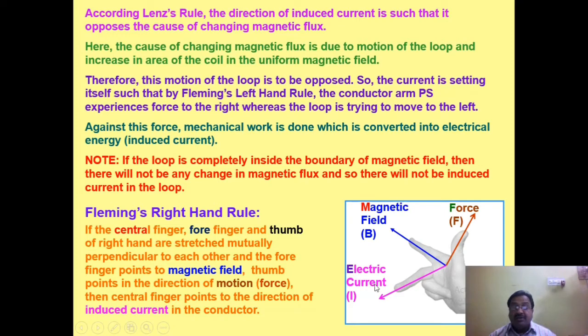You may remember it. So, according to Fleming's right hand rule, if the central finger, forefinger or first finger and the thumb of our right hand are stretched in mutually perpendicular directions such that the first finger points to the magnetic field, the thumb points to force, then the central finger points to the direction of the induced current in the conductor.